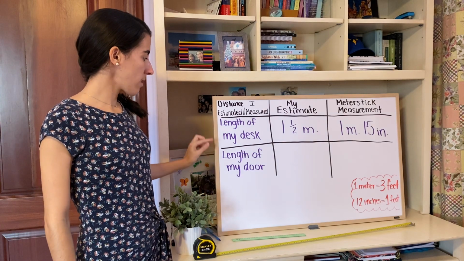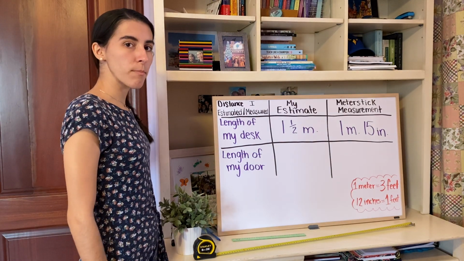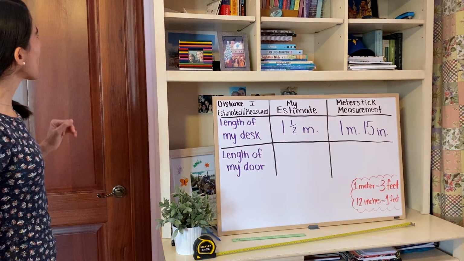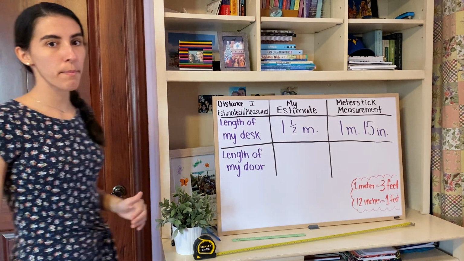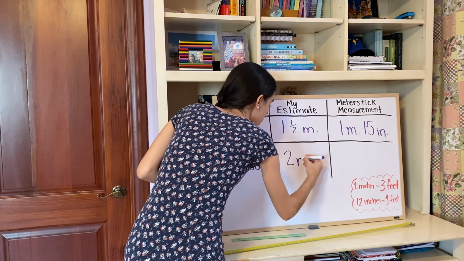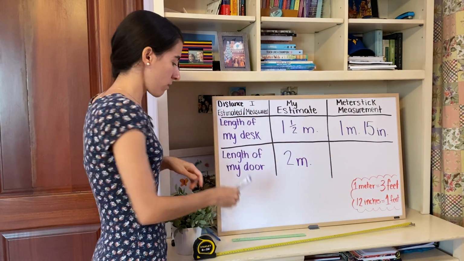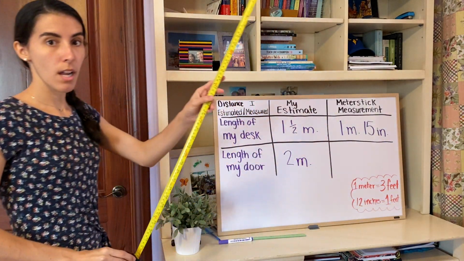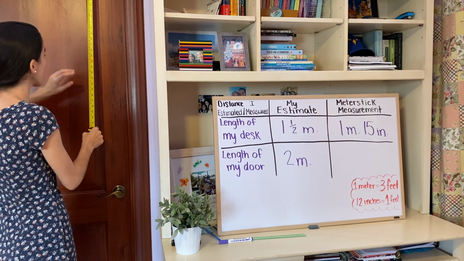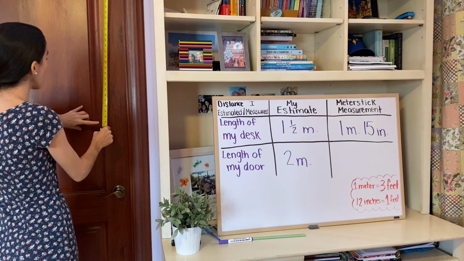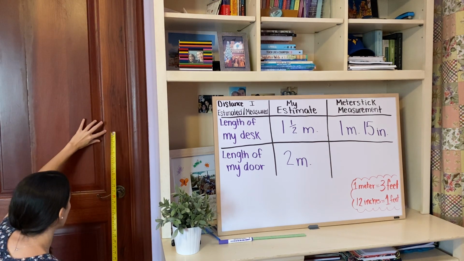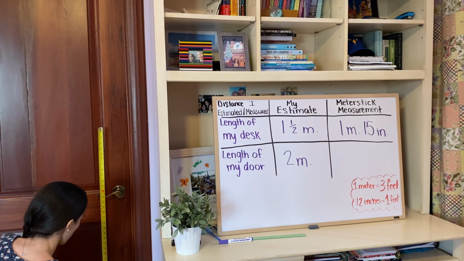So the distance that I estimated and measured was the length of my door that is right here behind me. Okay? So I estimate that my door is probably about 2 meters. So I will write that down where it says my estimate. Then I will take my tape measure and I will see if I was right. I'll start at the tippy top. If you are measuring something that is tall like this, you might need some help from a parent or an adult that's at your house.